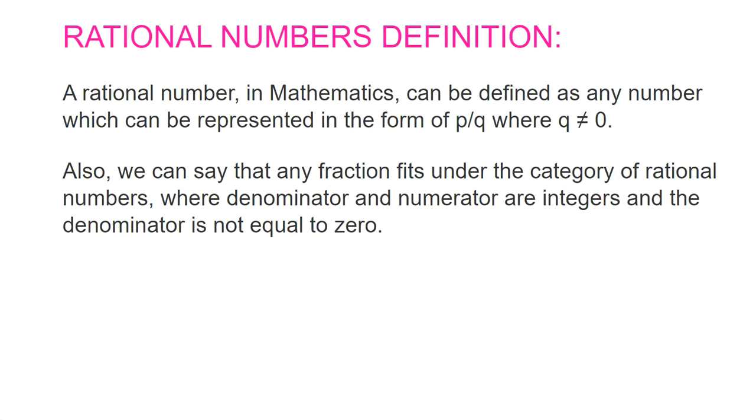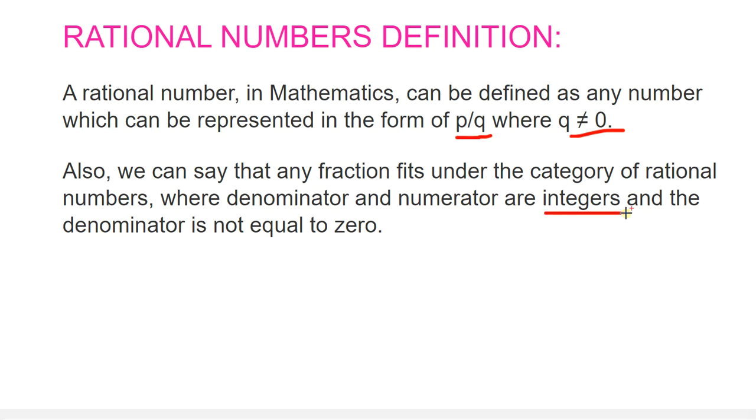A rational number in mathematics can be defined as any number which can be represented in the form of P upon Q, where Q should not be equal to 0. Here we have to keep one thing in mind, that both P and Q should be integers. Also, we can say that any fraction fits under the category of rational numbers where denominator and numerator are integers and denominator is not equal to 0.